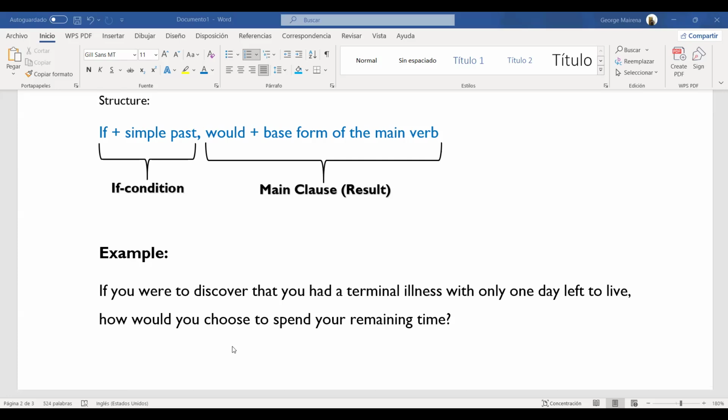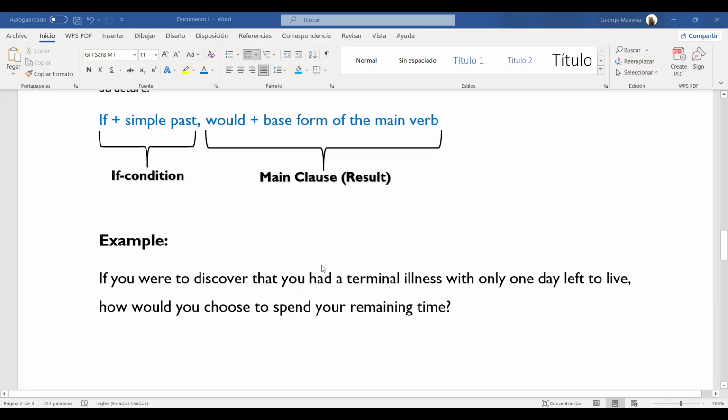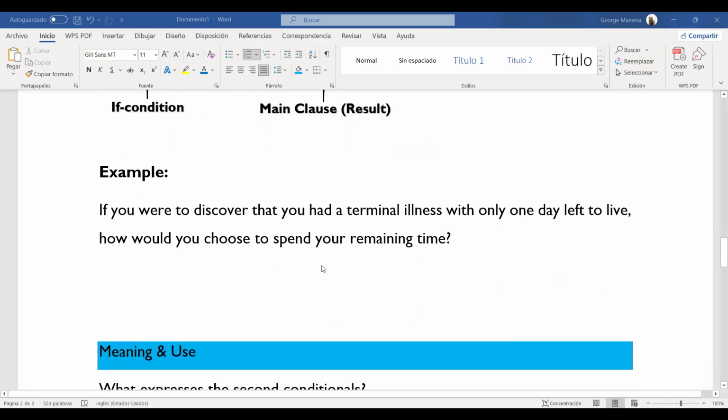The last one. Okay, teacher Artemis. Well, if I discovered I had a terminal illness, I suppose I could spend my time with my family, and I think I would spend my time at the beach because I love the beach on Apoyo Lagoon. Yeah, very good.